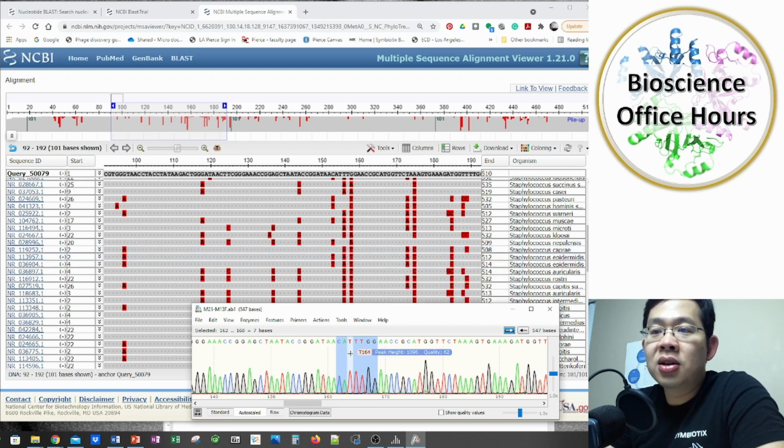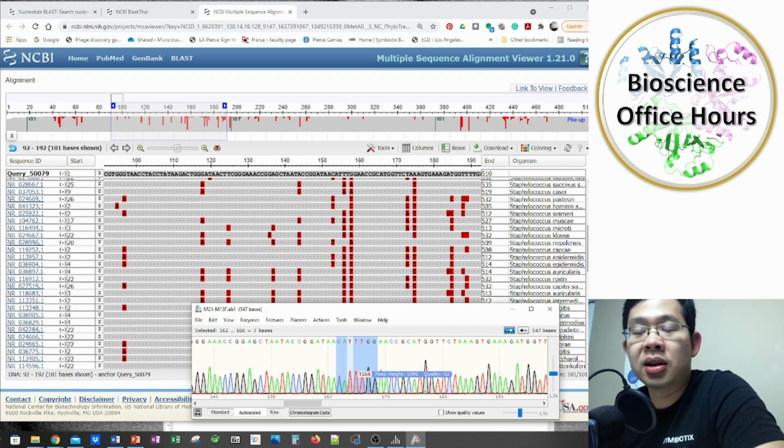You look at your trace file, that T over here, the middle T of the TTT, is clearly a T. You can see the peak is very high resolution. There's no confusion in this case. This is real. Okay, that T peak is real in this case.